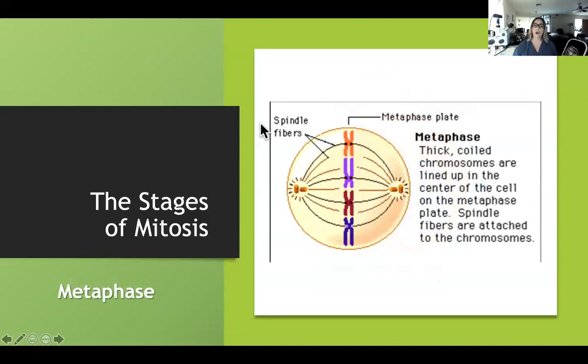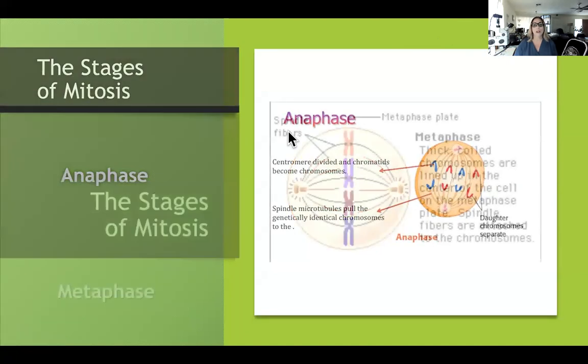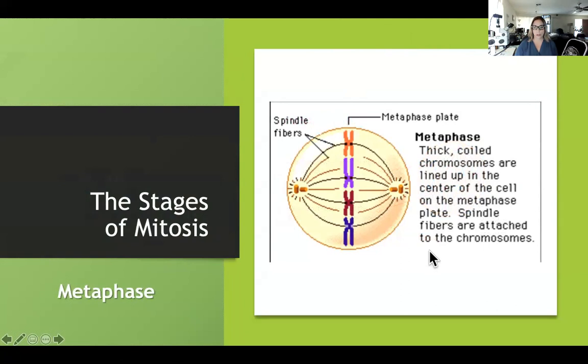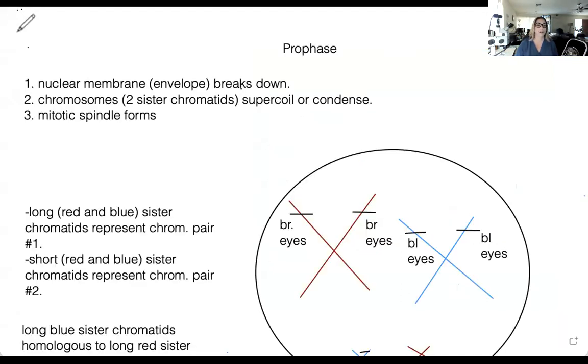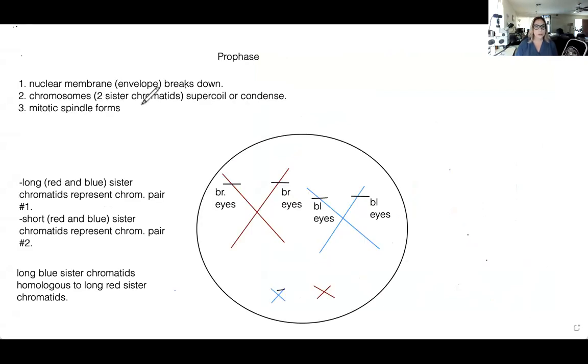So now we are going to move on to metaphase. Now, I always think of metaphase as middle. Okay, so what I mean by middle of the cell is that the sister chromatids line up in the middle of the cell. So, oops, let's go to the whiteboard. Okay. All right, so we are looking at metaphase.